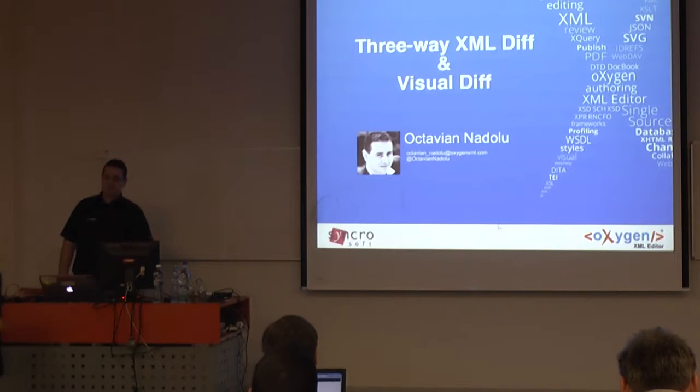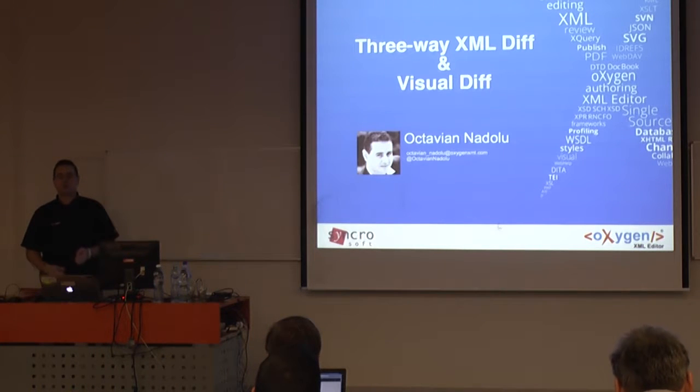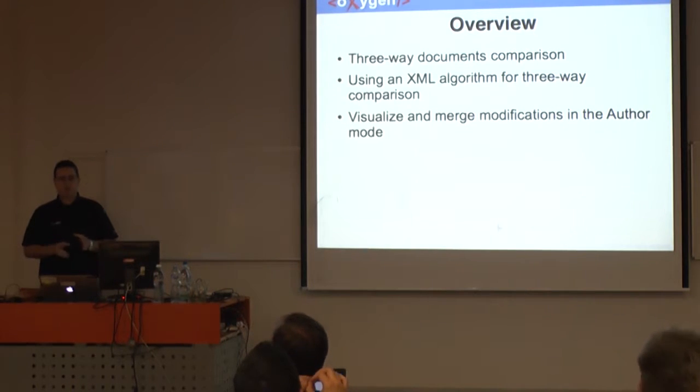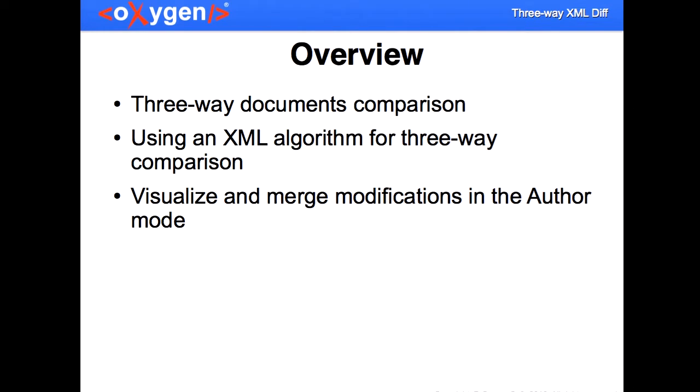Okay, hello again. So I will show you some of the new things that we want to add in oXygen, the three-way comparison based on an XML Diff algorithm, and also the comparison in the author page. So I will start with a few things about the three-way comparison and how you can use this when you work with different repository. Then I will tell you more about the XML Diff algorithm that we develop and the visual page and how you can compare the documents directly in the author view.